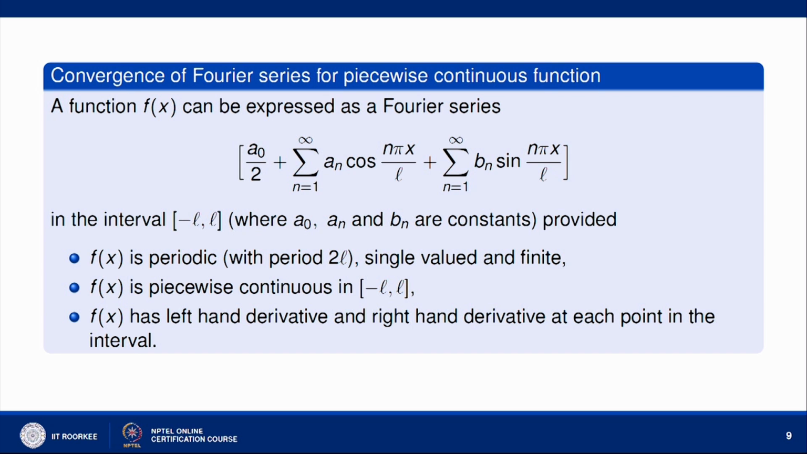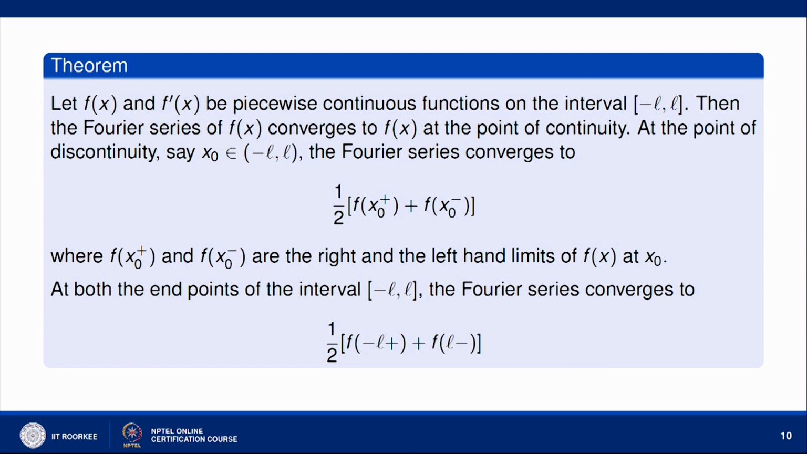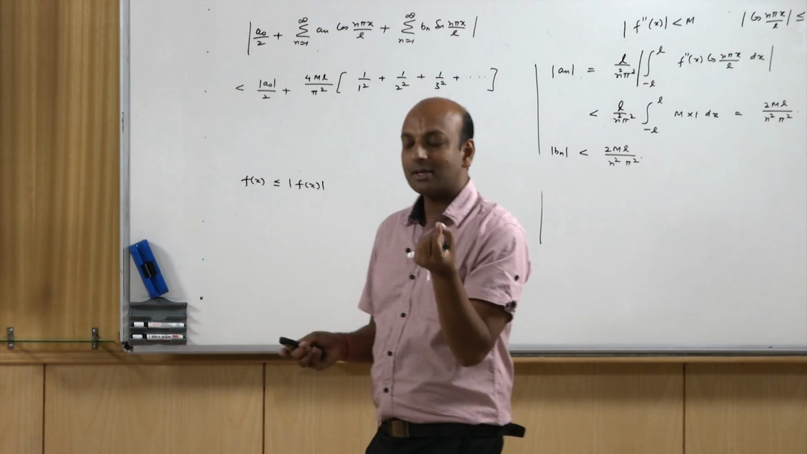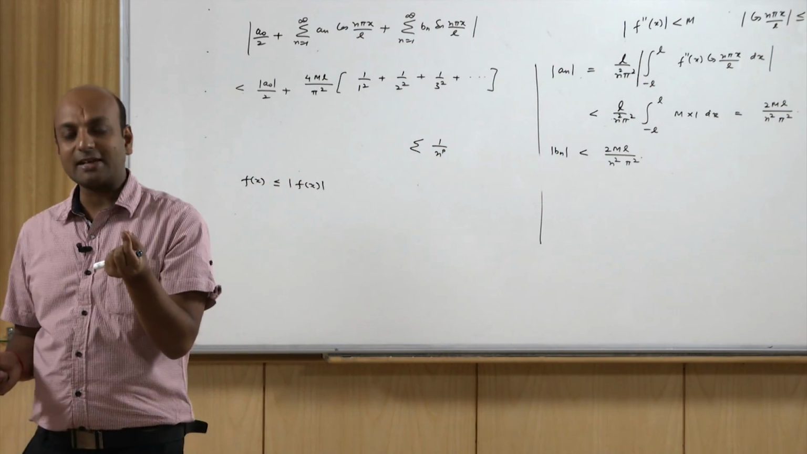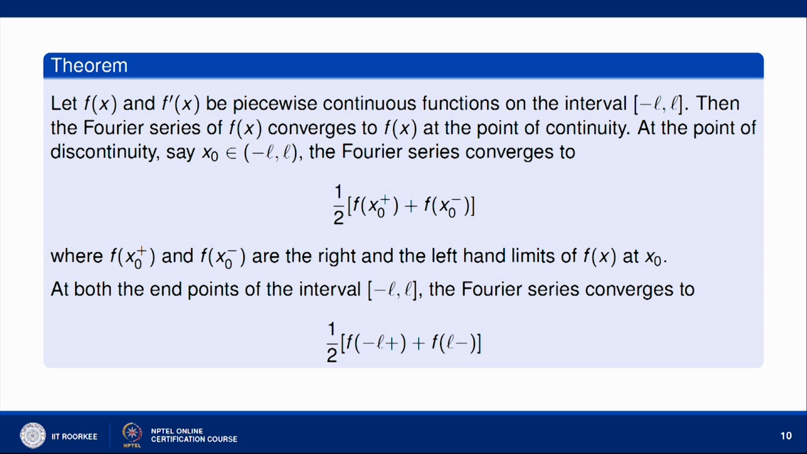Now, we have a theorem that if f(x) and f'(x), that is the first derivative, are piecewise continuous functions on the interval minus L to plus L, then the Fourier series of f(x) converges to f(x) at the point of continuity. If there is a continuous point, suppose x naught is a point in minus L to plus L where it is continuous, then f(x) will converge to f(x naught).